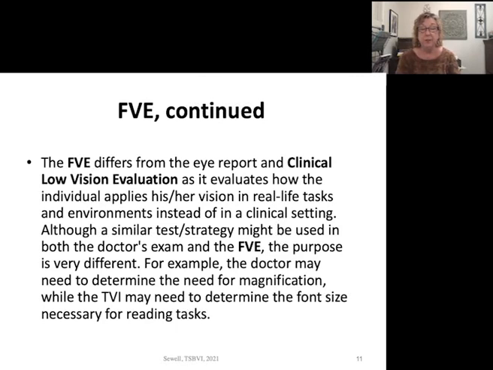Sometimes this testing and the strategies might be similar to those used in the eye doctor's exam and that you use for your functional vision, but the purpose is very different. For example, the doctor might need to determine the need for magnification, where the TVI will need to determine the font size necessary for reading tasks. That's just one example of that.